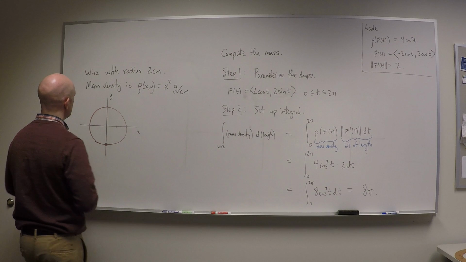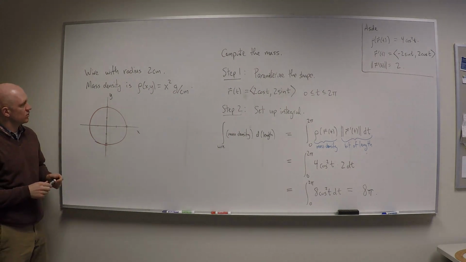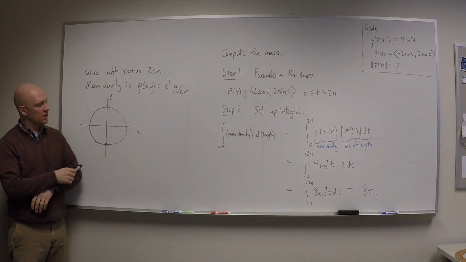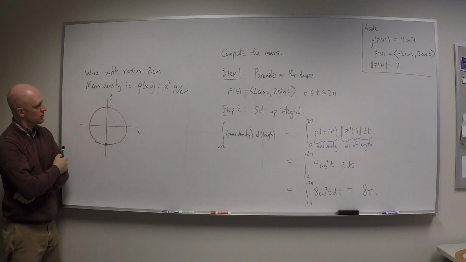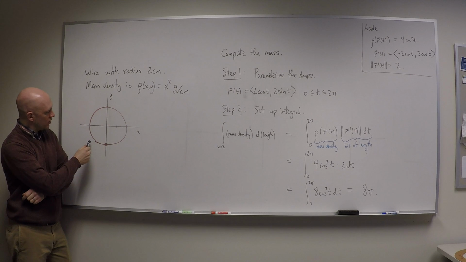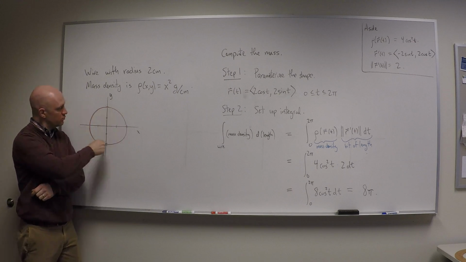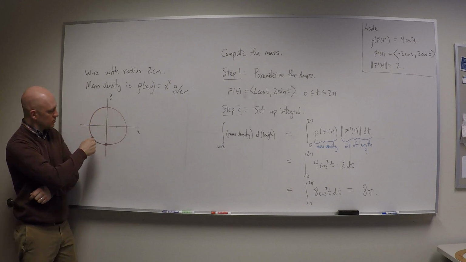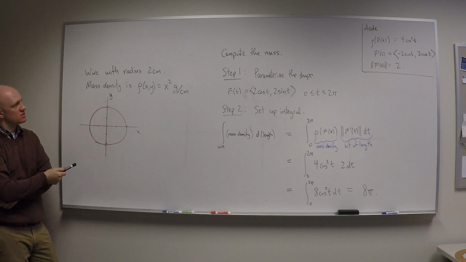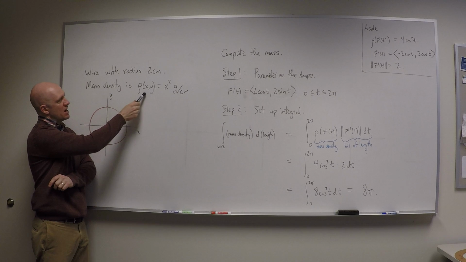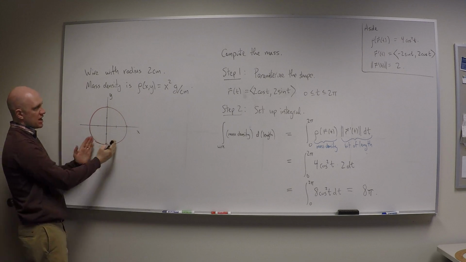Okay, so let's do an example of a scalar line integral in order to compute the mass of a wire, which is a circle of radius 2. And this wire, if it had a uniform density, then I could simply take that uniform density and multiply by the total length of the wire to get its mass. But in this case, I don't. I have a mass density which varies with the x-coordinate.